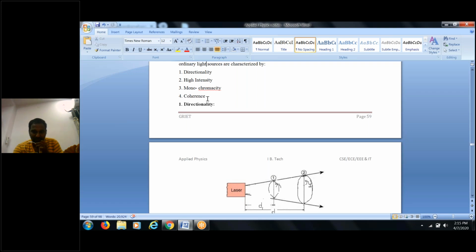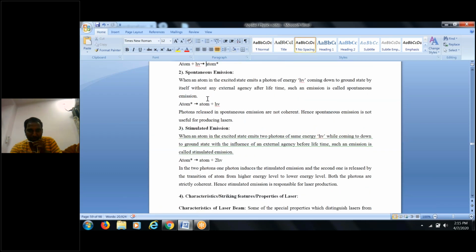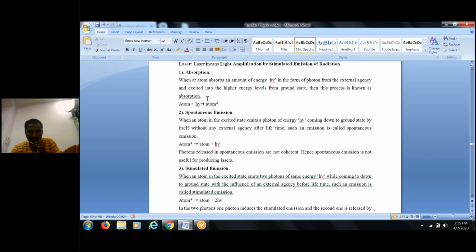Right? Then coming to the next one, how do you produce laser light? To produce laser light, we consider three elementary processes. The first one is absorption, which is required. The second one is the emission process. Again, this emission is divided into two categories: one is spontaneous emission and the second one is stimulated emission.